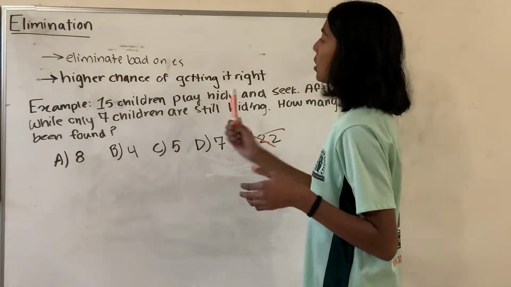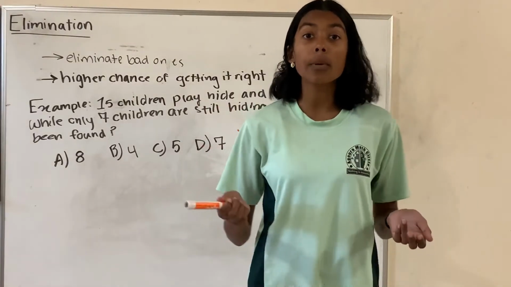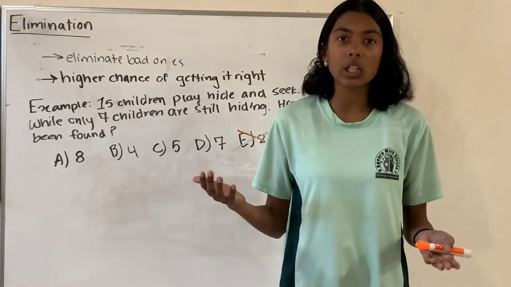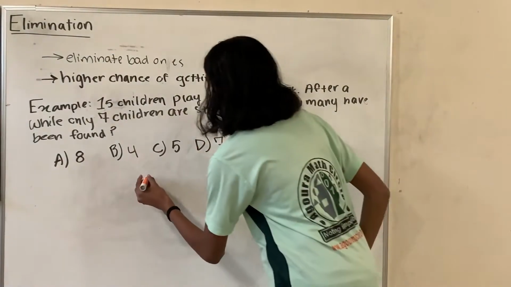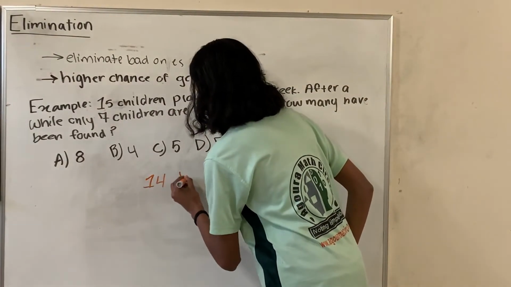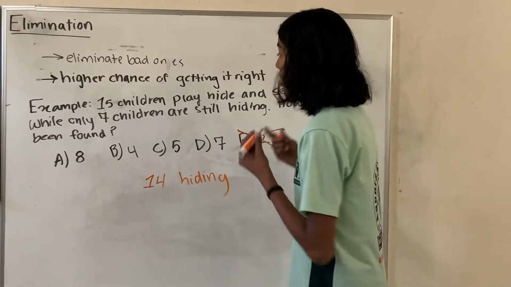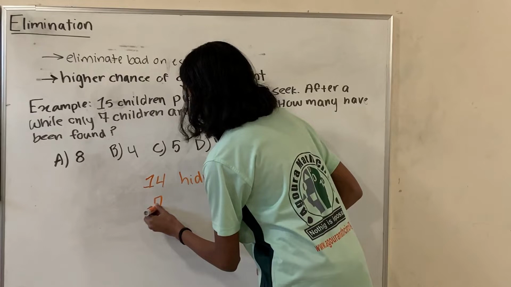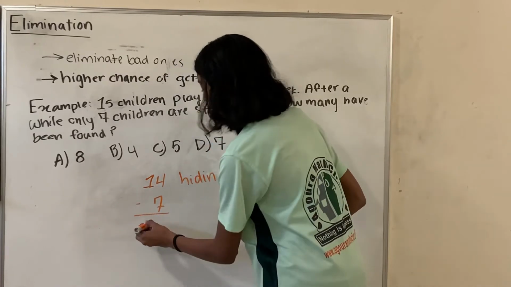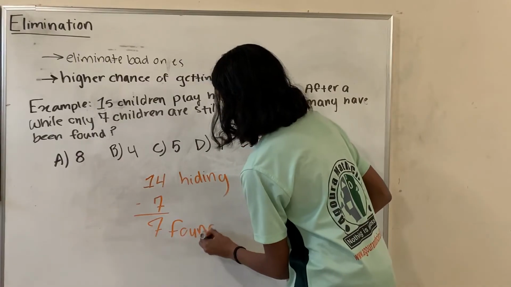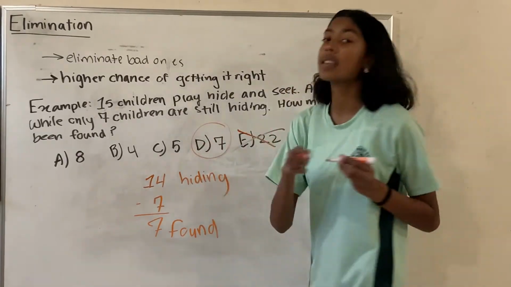Now let's do a bit of math. Since one person is going to be the seeker, that means 15 minus 1, 14 children are going to be hiding in the beginning. If only 7 of them are still hiding, we can easily do 14 minus 7 to find out the ones that have been found. So our answer is D, 7.